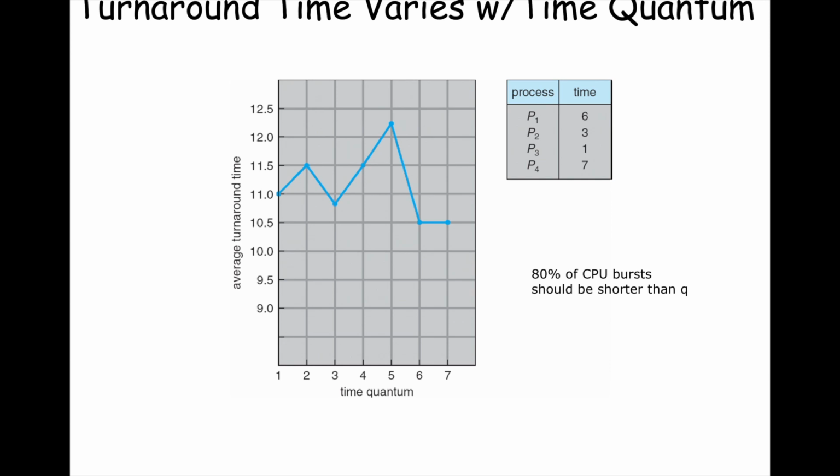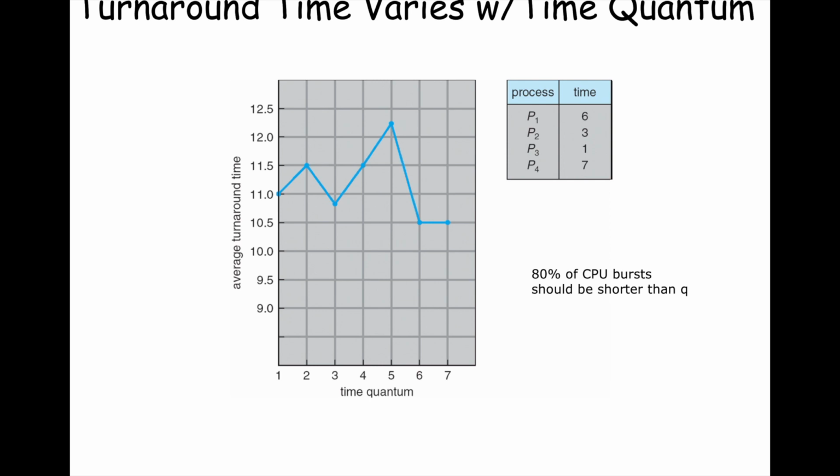Okay. So this is just an example, and this is in the book, and it's a graph that compares the size of the quantum to the turnaround time, the time for which the process runs, and it returns something back to the user of this process. And this is average turnaround time, so it's in aggregate based on this set of processes, and these processes have turnaround times individually of 6, 3, 1, and 7.